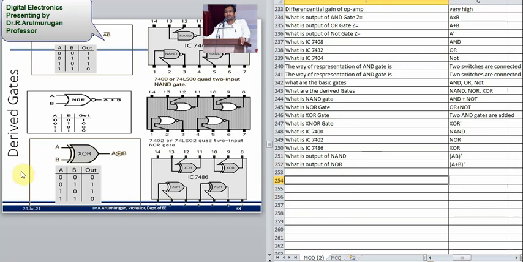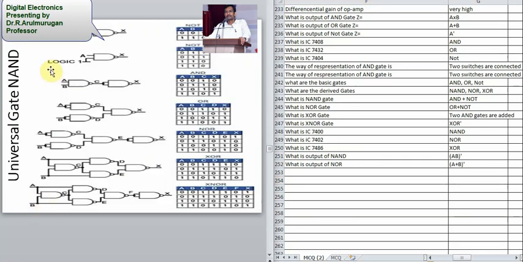So these all are the derived gates. Then next, the universal gate. The universal gate is nothing but an extension of the derived gate. Take input A and input B, two inputs. NAND 1 is used, NAND 2, NAND 3, NAND 4, NAND 5 are used. So this is an extension of the derived gate, and this is a universal gate.